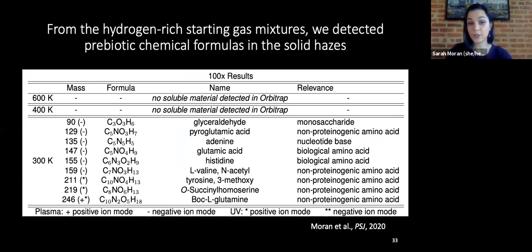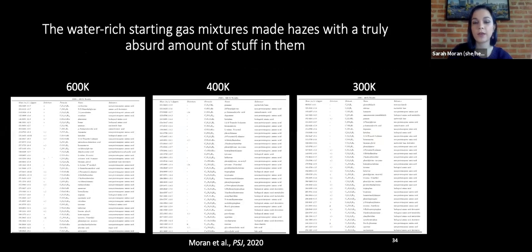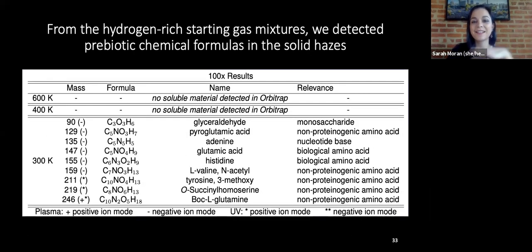So now I'm actually showing you some of the molecular identifications I was able to make. And so here I'm just showing molecules that have some sort of role to play in prebiotic chemistry. And so you can see we have, sorry, didn't mean to click. You can see we have the presence of something that might be consistent with glyceraldehyde, and then a number of amino acids, and actually adenine, which is a nucleotide base. So this is for the hydrogen-rich mixtures.